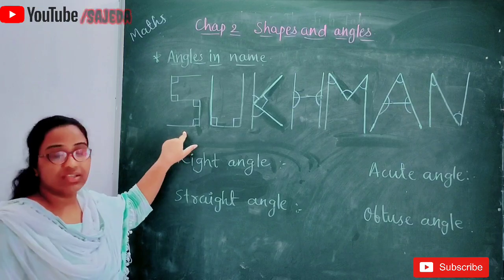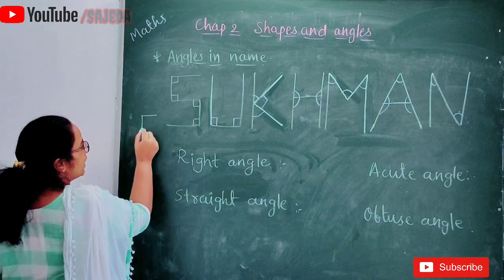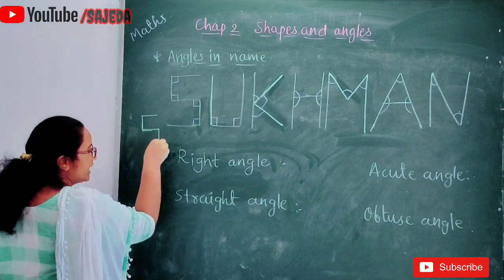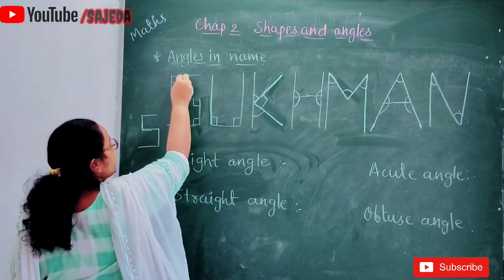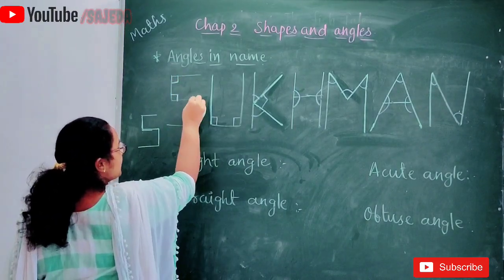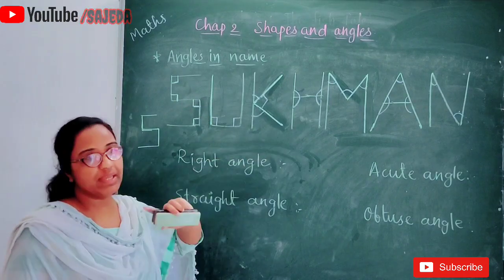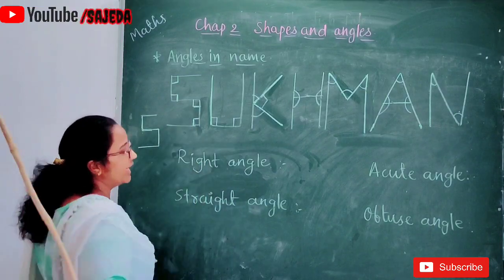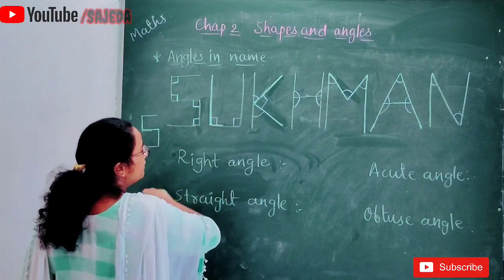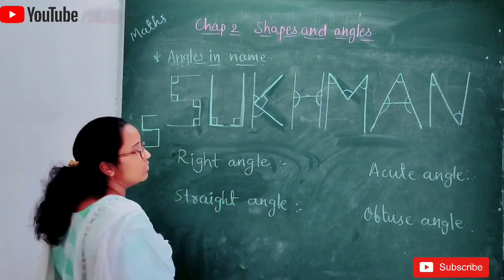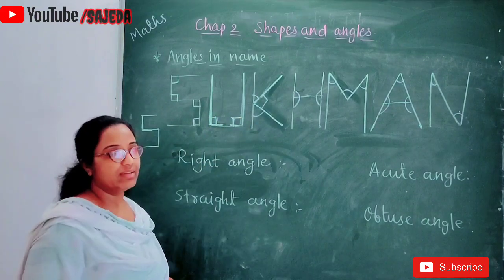Now in S, you can all see that this one is L, once again this one is L, then this one is also L and this one is also L. So here you can see that there are 4 right angles. First of all we will count right angles in this name. So in S there are 4 right angles. In U also you can see that this one is L and this side it is also L. That means here are also 2 right angles.